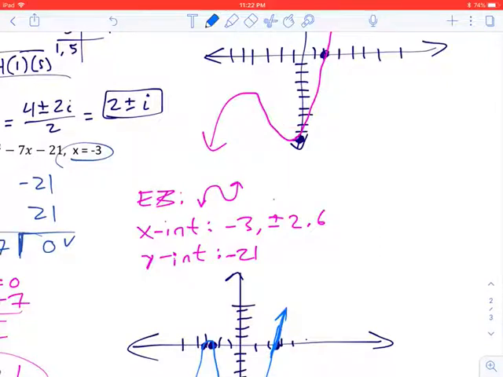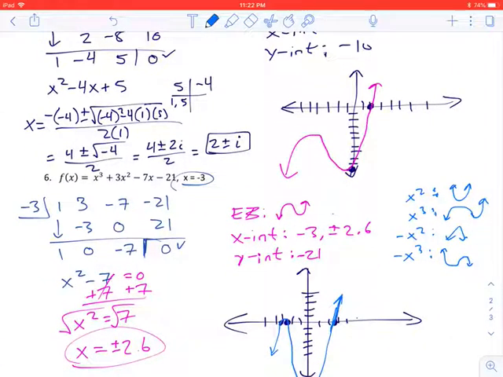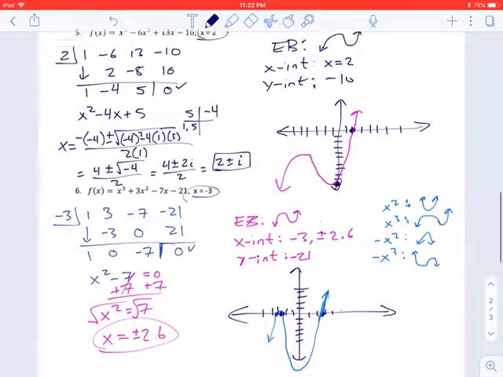So x squared means it's going to end like this. X to the third means it's going to end like this. And then if you put like -x squared, it's going to end like this, and -x to the third just flips it all around. Going to end like that. So again, just something to think about as you're graphing, and that's all I have for you on the notes.